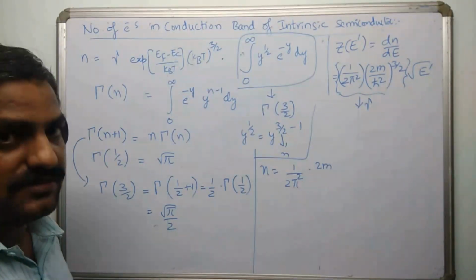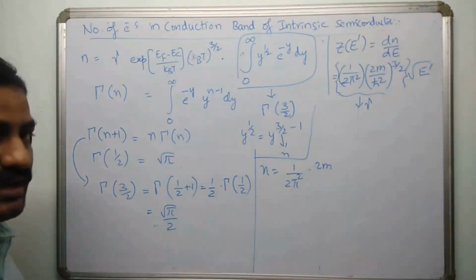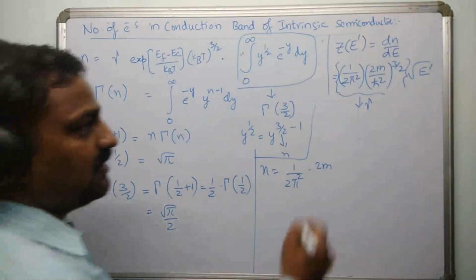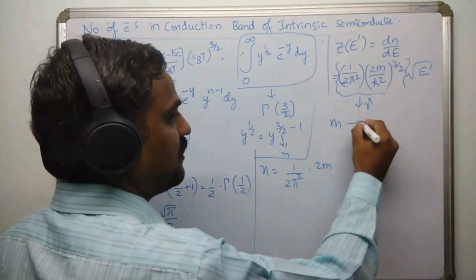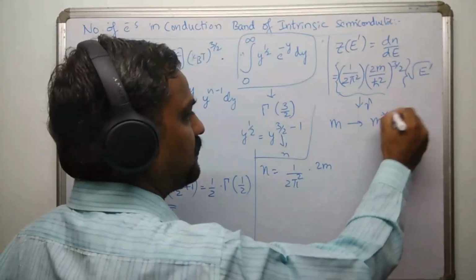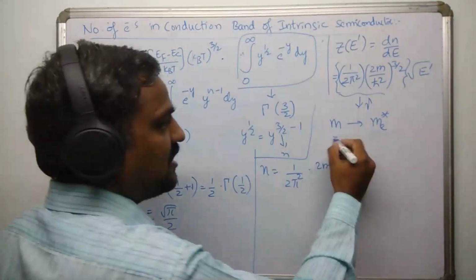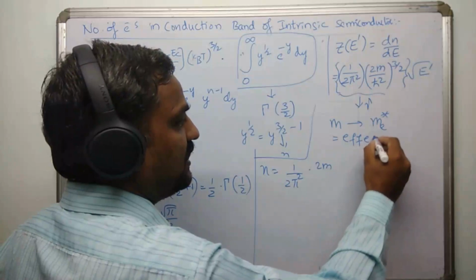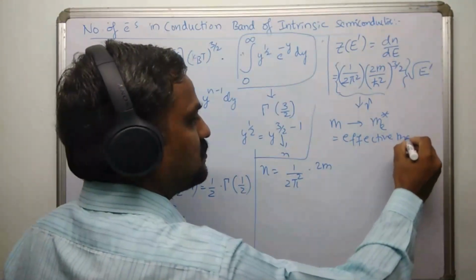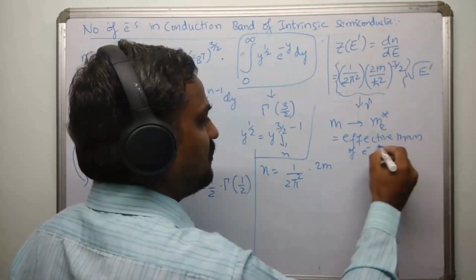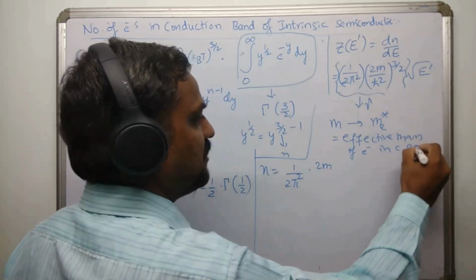M is actually the mass of the electron, but here we are talking about an electron in the conduction band. So I'll write this M as Me star. Why Me star? It is the effective mass of the electron in the conduction band. Please keep this in mind.